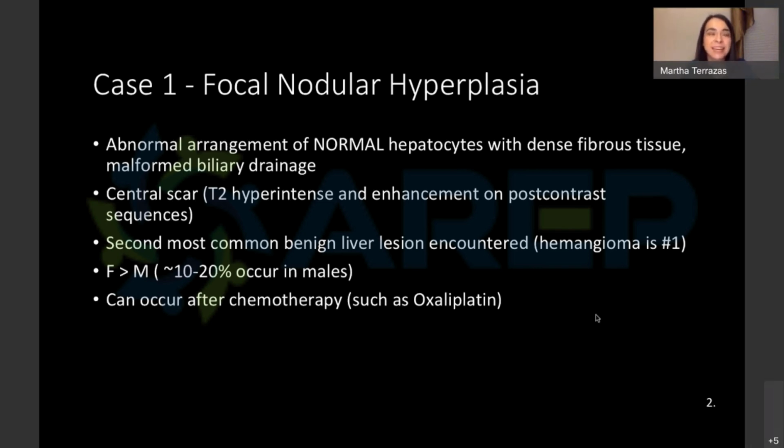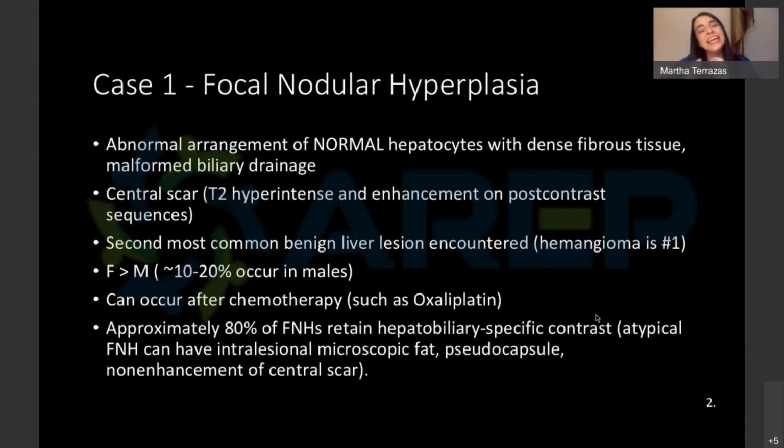So for example, we had a case when I was a fellow at Northwestern, where we had a patient who had MRIs every few months. We were following some lesions, and a new lesion popped up. And we did it with a hepatobiliary specific agent, and it retained that contrast on the 20-minute hepatobiliary phase. And we were thinking to ourselves, wow, this is a new FNH in this patient. And we found out that they were on this chemotherapy.